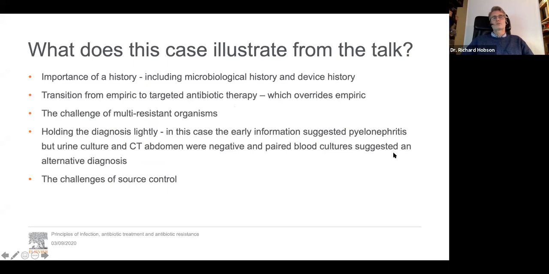So the question is, what does this case illustrate from the talk? I think it illustrates the importance of a history, including microbiological history and device history. She did have a multi-resistant Enterobacter, which would have to be taken into account if she needed treatment. And she did have a device, which was kind of glossed over a little bit, but was very important in her assessment. It demonstrates a transition from empiric to targeted antibiotic therapy, which overrides empiric therapy.